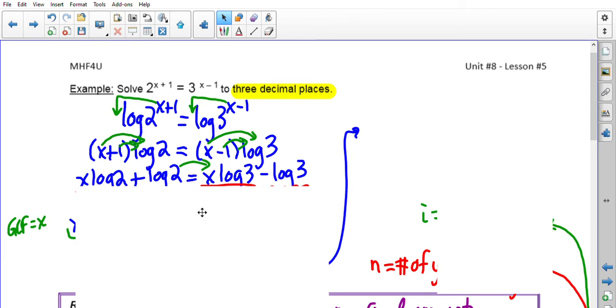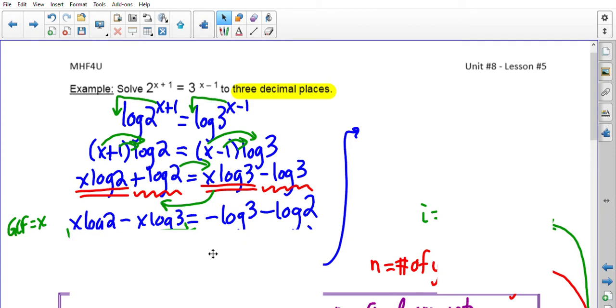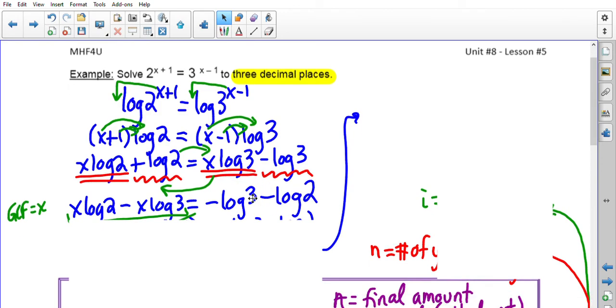So again, I want you to notice your like terms. x log 2 and x log 3 are like terms because they both have the variable x, and their coefficients are essentially log 2 and log 3. We have two constants, which is the plus log 2 and the minus log 3, so we want to group those together. So I brought all my x terms to the left, so x log 2 minus x log 3, and then all my constants to the right, so equals negative log 3, and then it comes over here, becomes negative, so minus log 2.